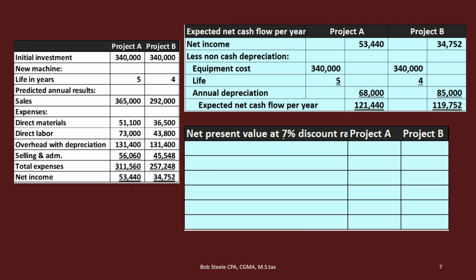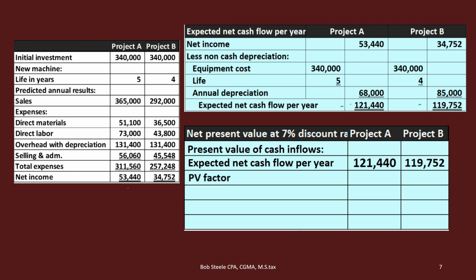And that means that if project A or B has a positive net present value at the discount rate of 7%, that means that we're getting a return higher than 7%. So let's see how this works. We're going to take the present value of cash flows. We're going to take the expected net cash flow per year. That's the 121,440, and we calculated that earlier, and the 119,752. And remember, we did that by taking the net income and then adding back the non-cash depreciation to get the cash flows, not the net income.